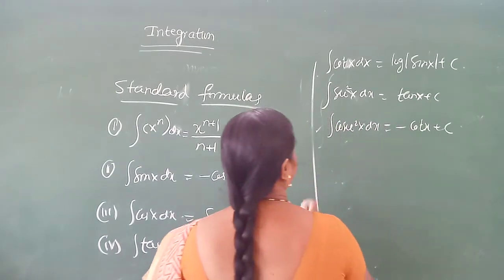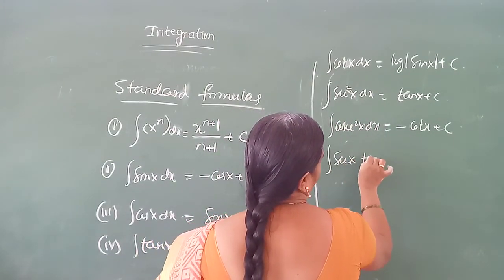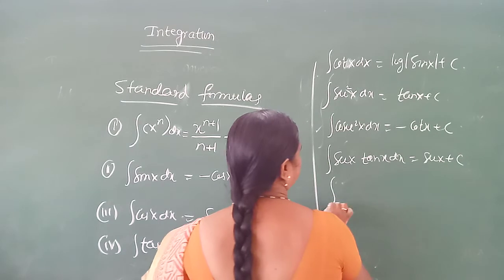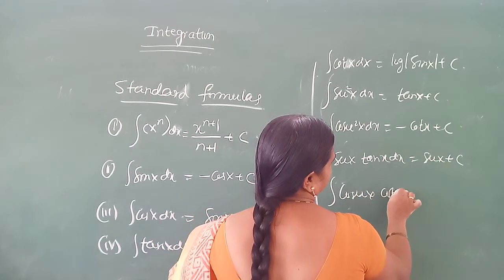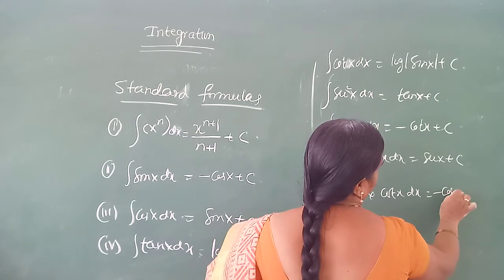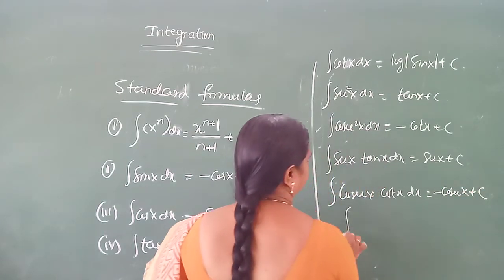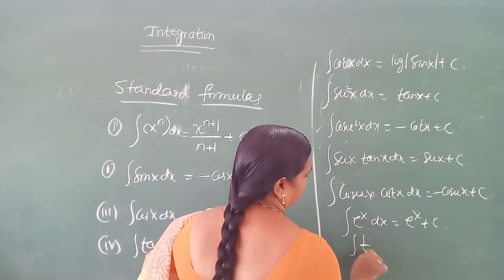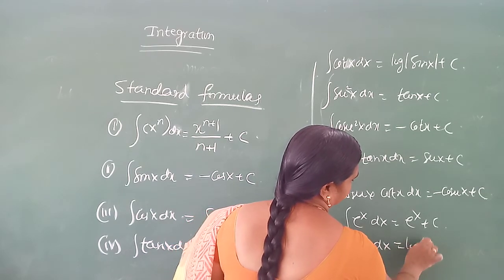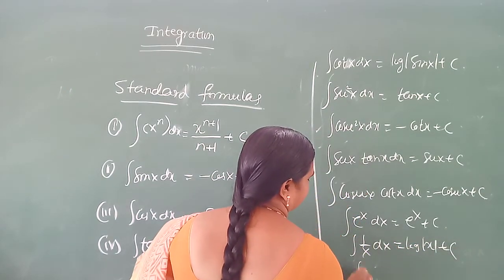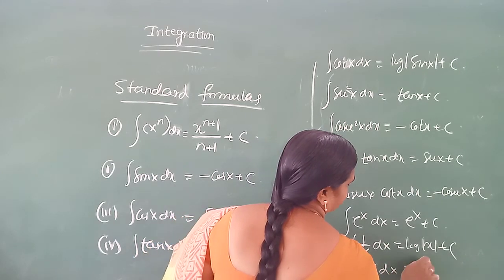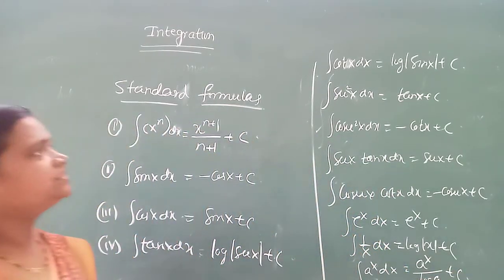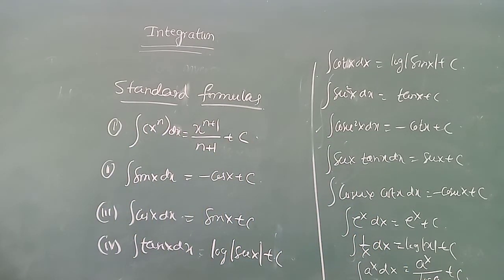Okay, next similarly we can calculate. I will write directly here. Integration of sec x tan x is sec x plus c. Integration of cosec x cot x dx is minus cosec x plus c. Next, integration of e to the power x dx is e to the power x plus c. Next, integration of 1 by x dx is log x plus c. Okay, next integration of a to the power x dx is a to the power x by log a to the base e plus c. Okay, please remember all these formulas.